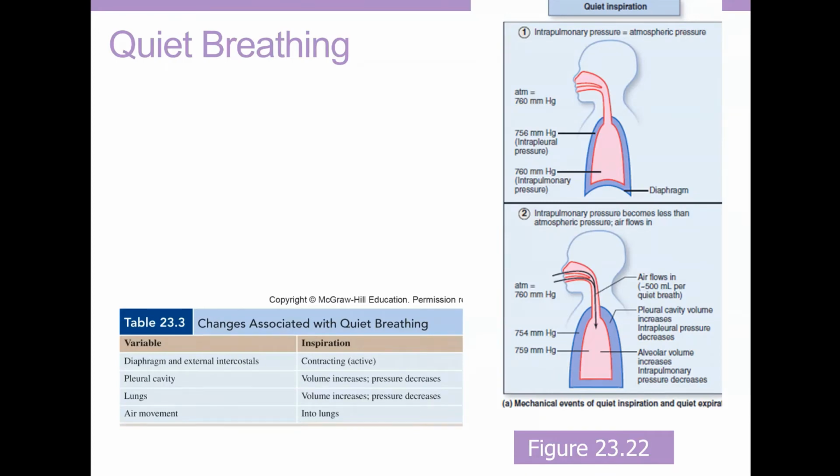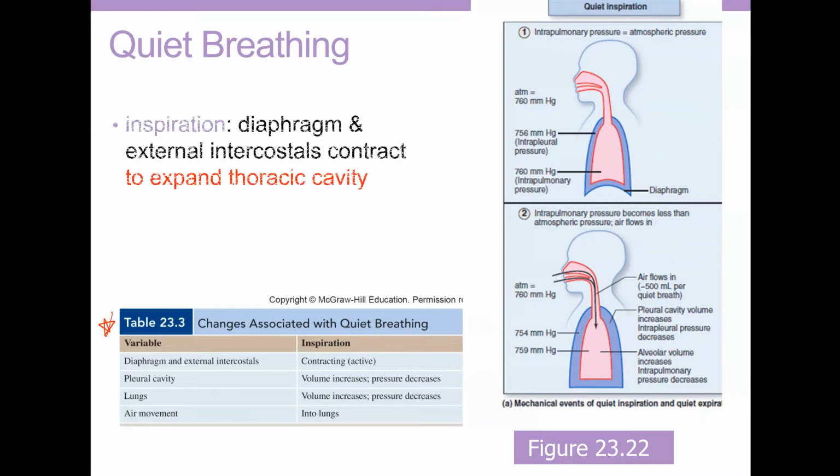Let's look at the inspiration side first, and you've also got this awesome summary chart as table 23.3. So the first thing is the inspiration. During quiet breathing, your diaphragm is going to contract and your external intercostal muscles are going to contract. So you see that here in the summary chart. Another good one to copy and keep as a reference point.